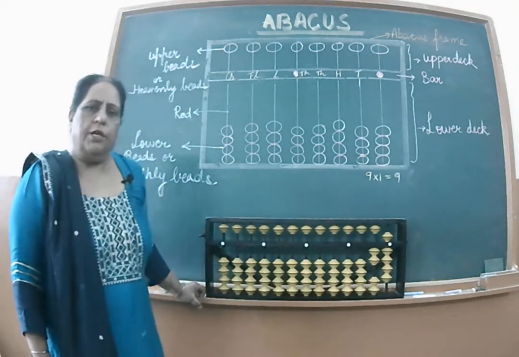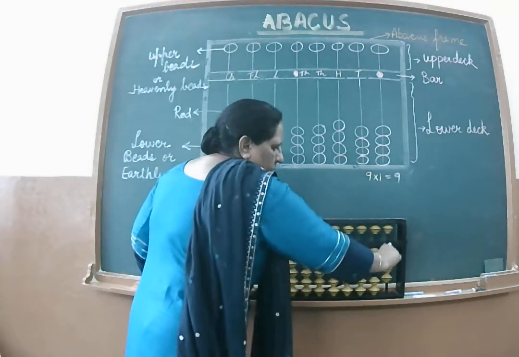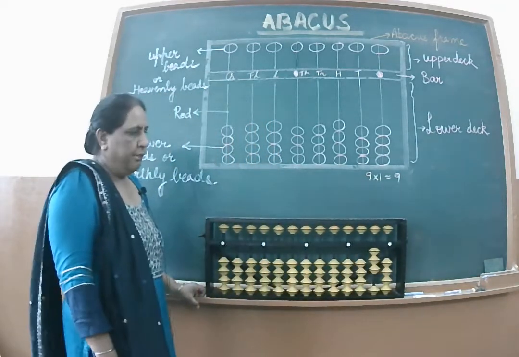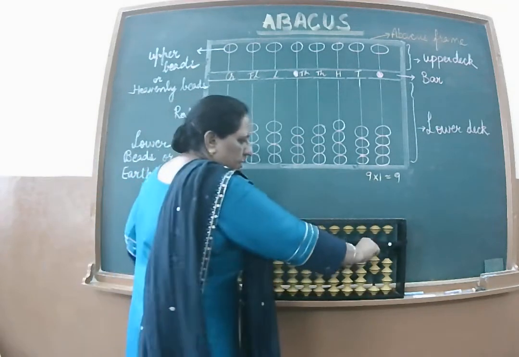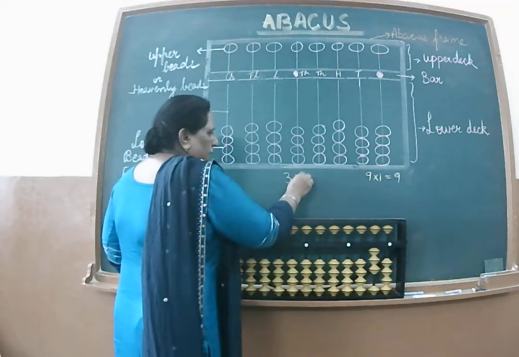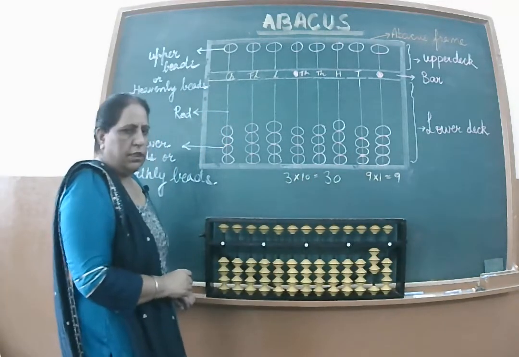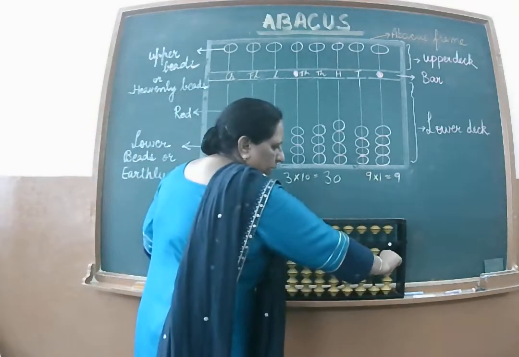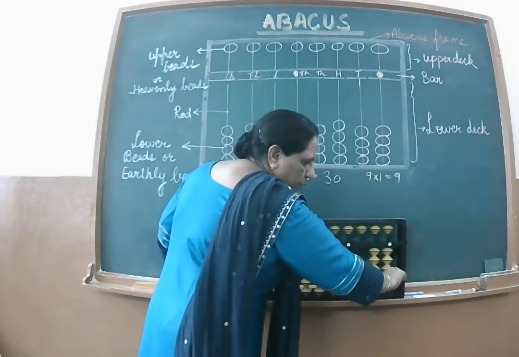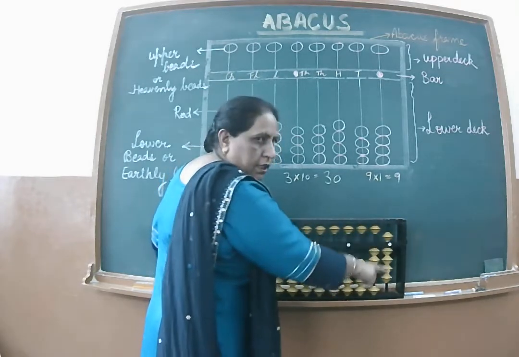Now if you want to write 30, then what do you do? I will put all other beads in their place, and one bead should be up. Now it becomes 30. 10, 10, 10. 3 beads at the tens place, it becomes 30. 3 into 10, 30. Now 31, 32, 33, 34. Now if we use 5, it becomes 39.